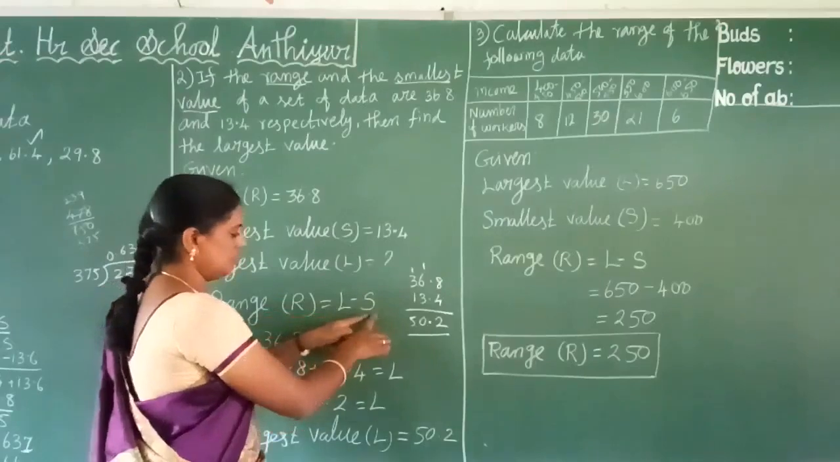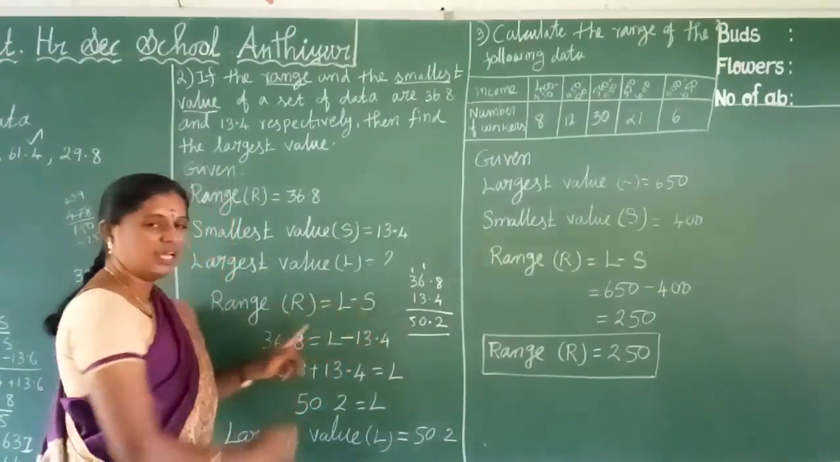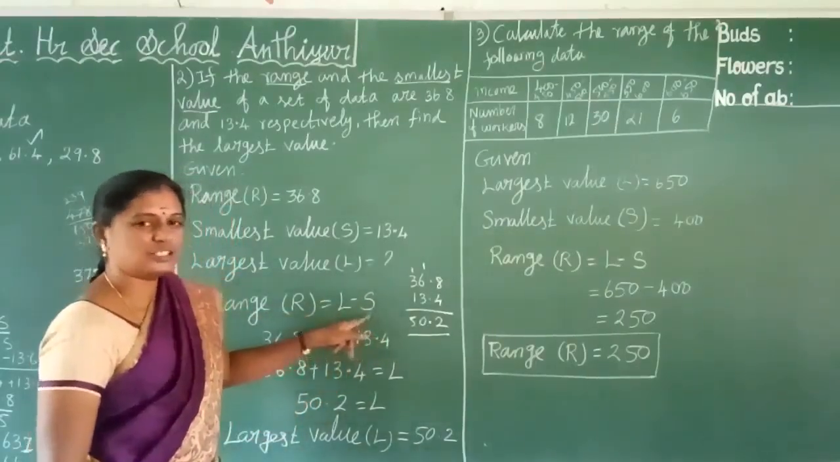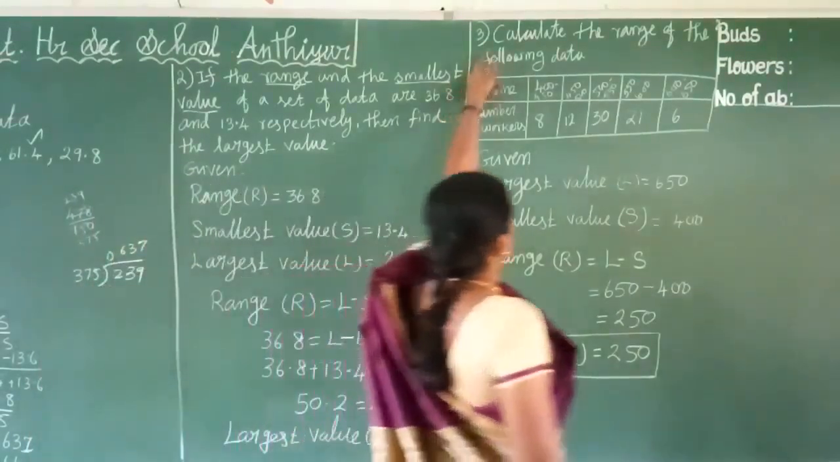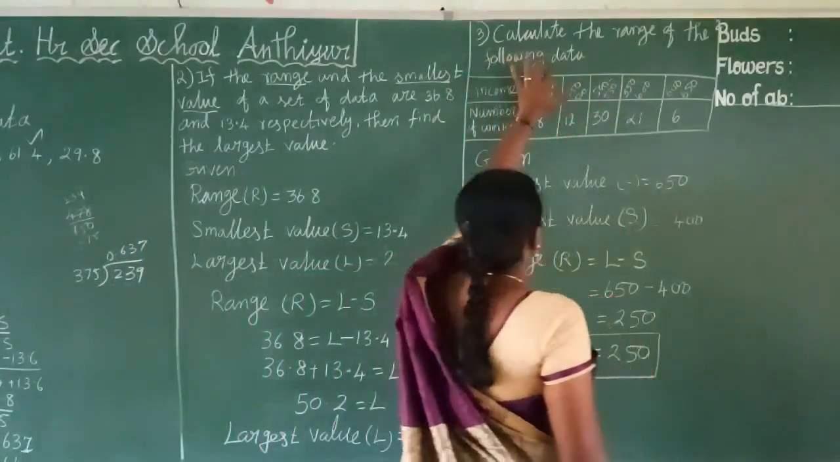We have to find the smallest value, so collect these two on one side and then find the smallest value. This is also 2 more questions. Clear? Next, third sum. Calculate the range of the following data.